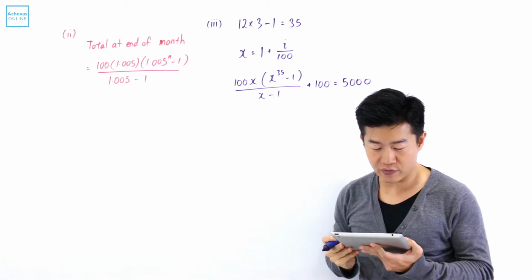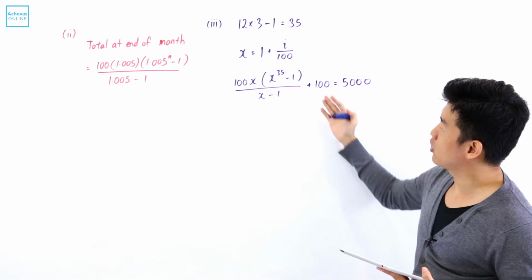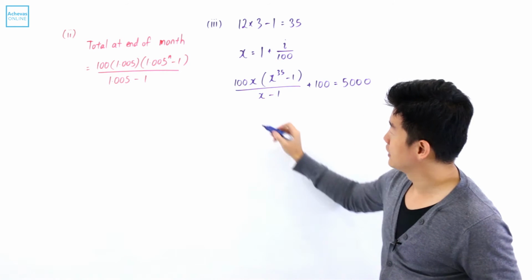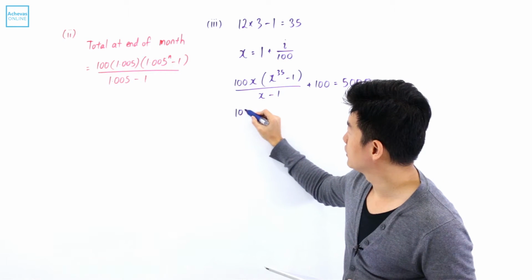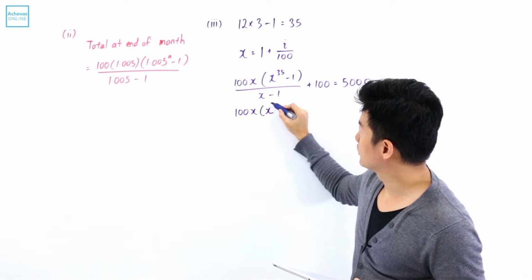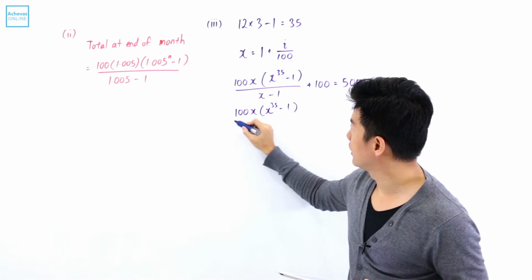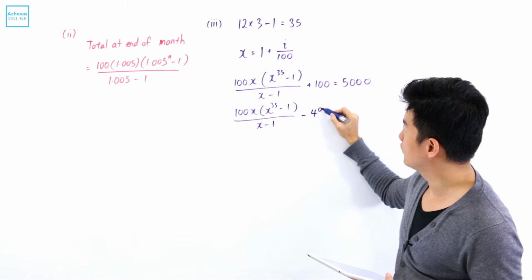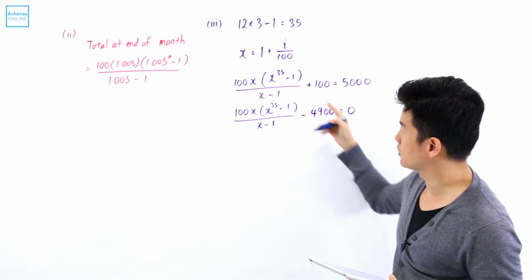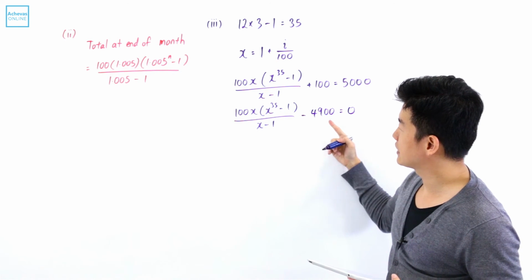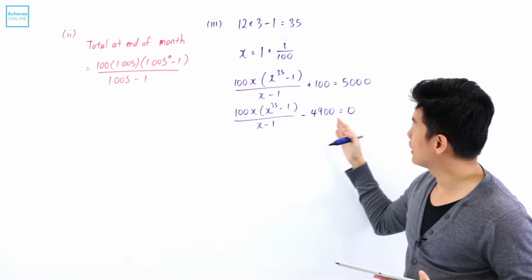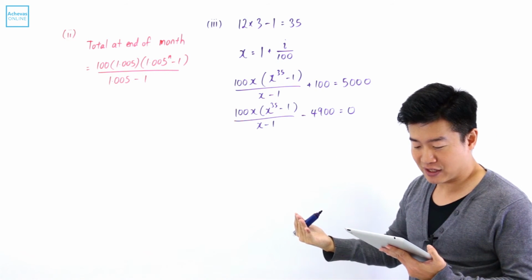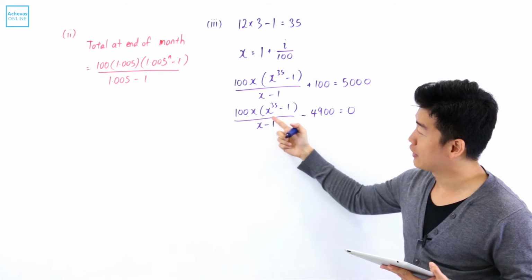We are going to try to solve for x here. I'm going to bring everything over to the left hand side, then draw a graph to solve for x. So I'm going to have 100x, then x to the power of 35 minus 1 divided by x minus 1, minus 4900, equal to 0. I'm going to sketch the graph of the left hand side, finding the intersection between this graph and y equals 0, the x-axis. The x-intercept is going to give us the value of x, the unknown here.